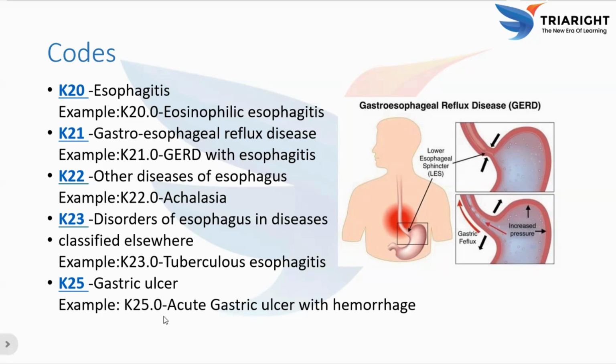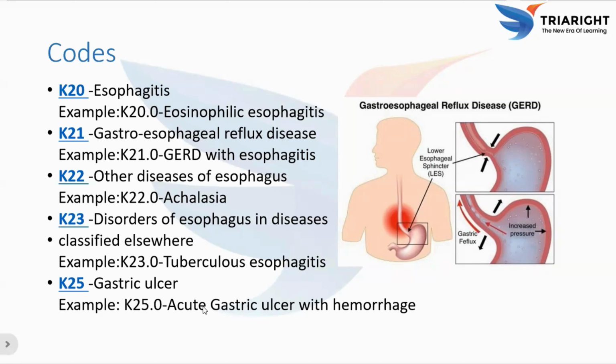So for example, what is an example of a gastric ulcer? The K25.0 code denotes acute gastric ulcer with hemorrhage. So hemorrhage is nothing but bleeding.